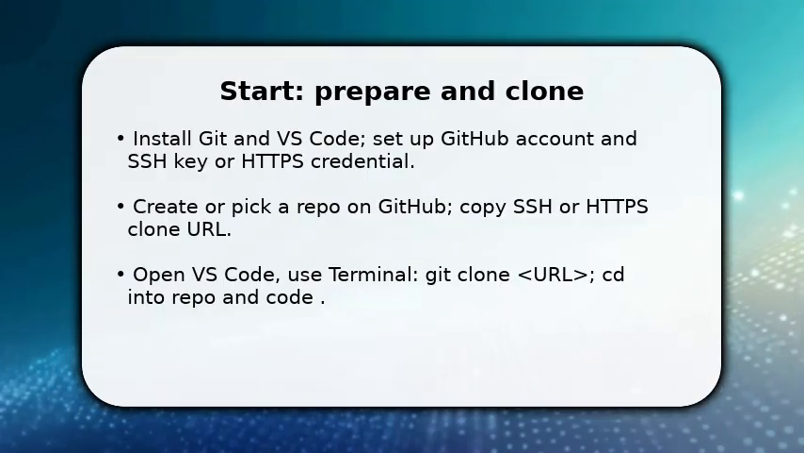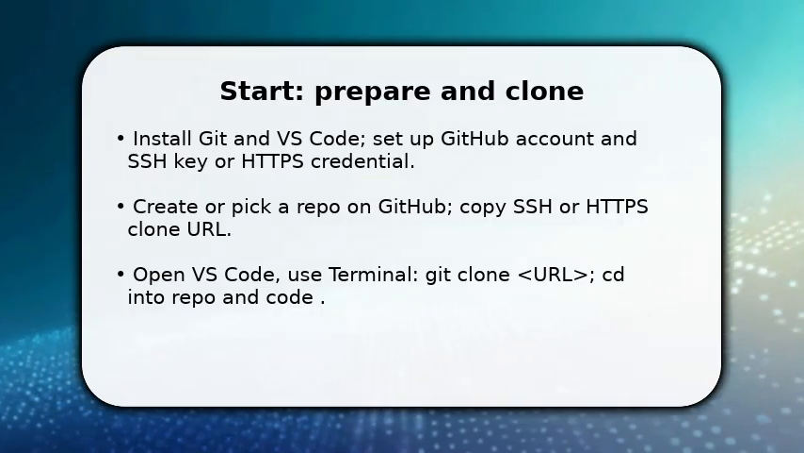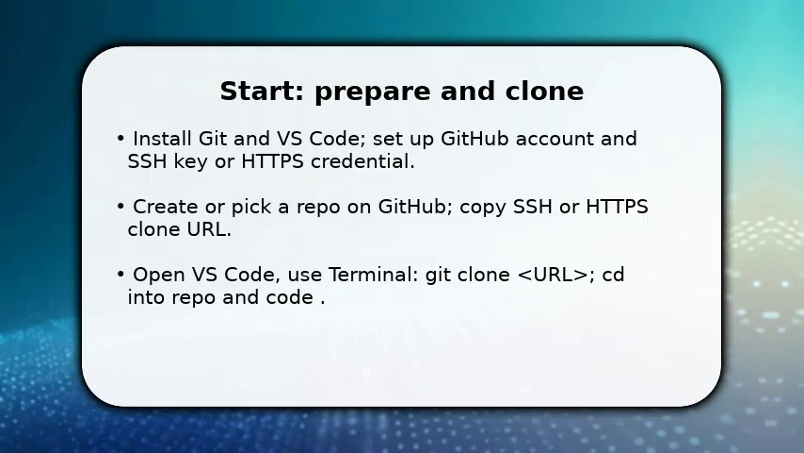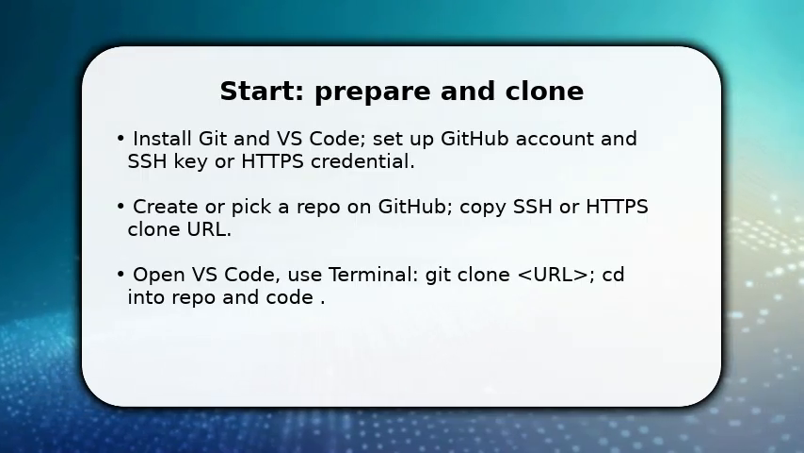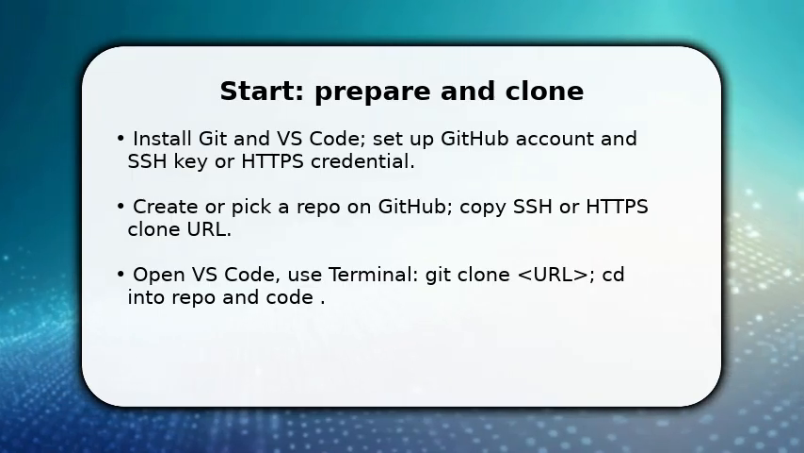You already have Git, VS Code, and a GitHub account. Now get the repo locally. First, copy the clone URL from GitHub. Once copied, open VS Code and use the integrated terminal. Type git clone URL and press enter.